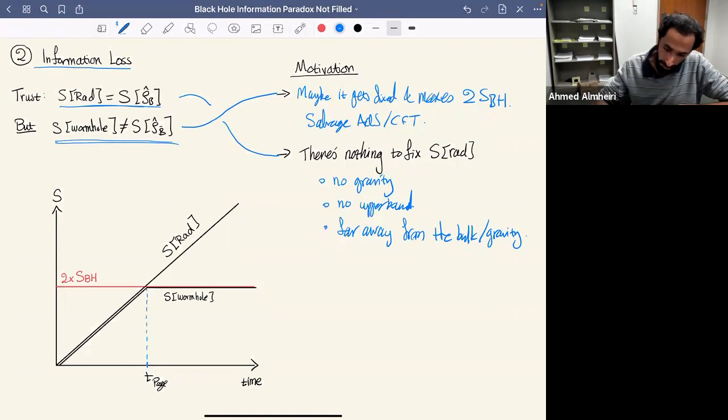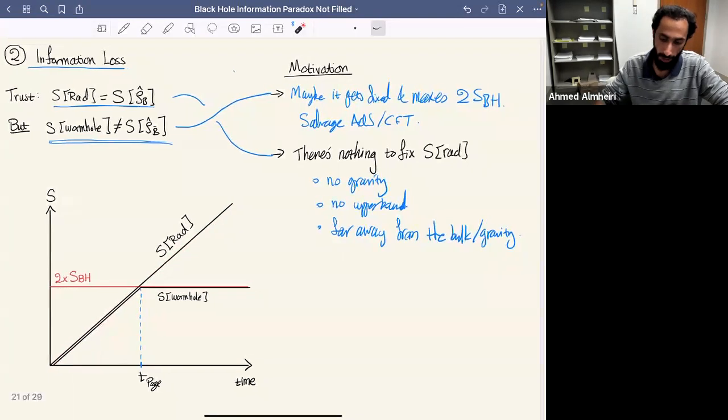So in this scenario, one would get something like this picture here, where the entropy of the wormhole would grow with the radiation up until the Page time, and then it would transition and become constant. It's maxed out, it can't get any more entangled, but the entropy of the radiation continues to grow for all time. Okay, so that's the information loss scenario.